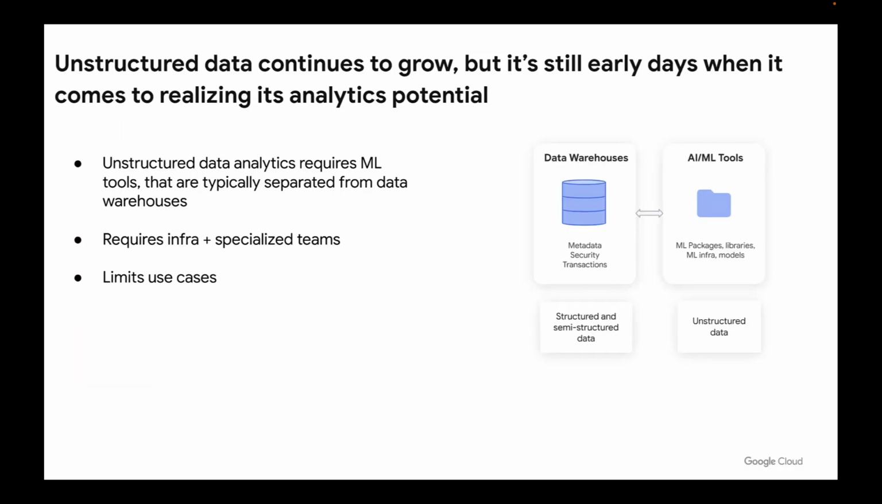Unstructured data is expected to be the majority data type in coming years. However, only a small percentage of its value is realized today. One of the big reasons why unstructured data analytics hasn't gone mainstream is because the AI ML tools required to unlock this value are often separated from the data warehouses. And bridging this gap requires expensive infrastructure management and building specialized teams, which means that organizations have to severely constrain the use cases that can be prioritized. Our goal is to help customers make sense of all their data.